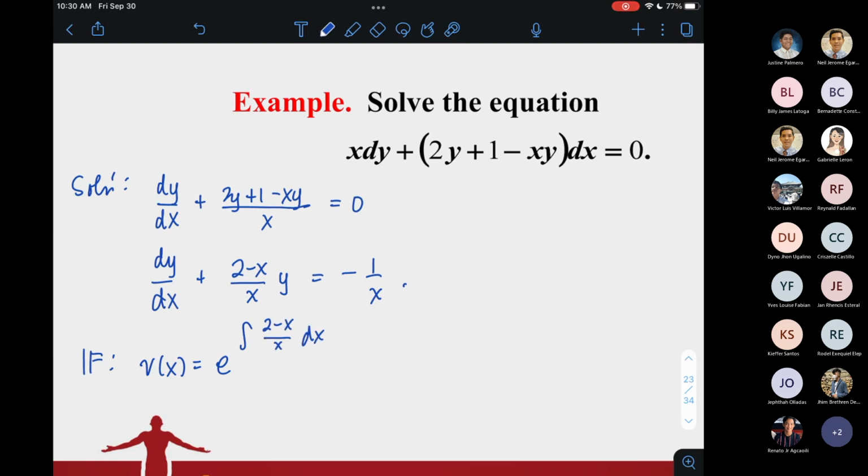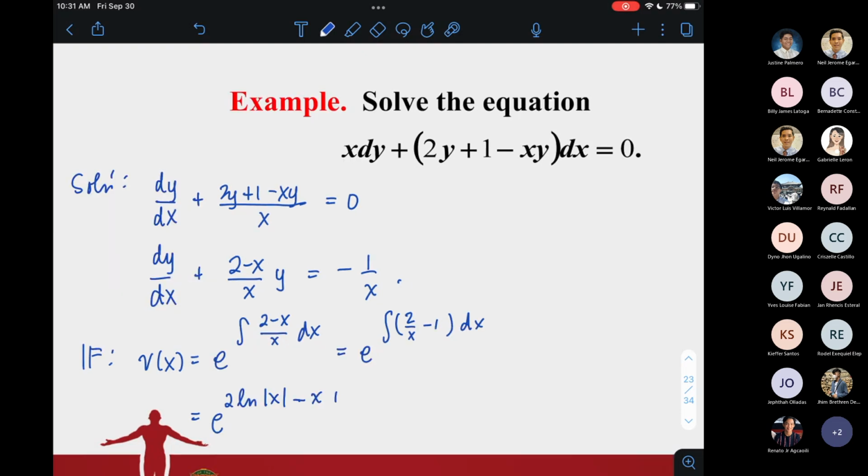Right? Pwede ko itong tingnan as e to the integral of 2 over x minus 1 dx. In-expand ko lang yung division. Alright? Kasi mas madali na itong i-integrate in this manner. So this is e to the 2 ln of absolute value of x minus x plus c.